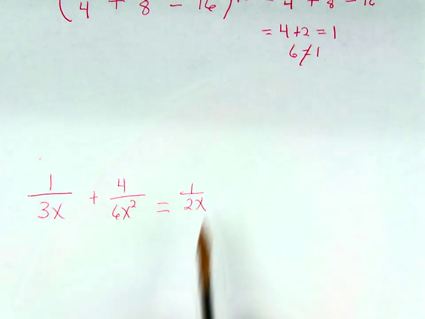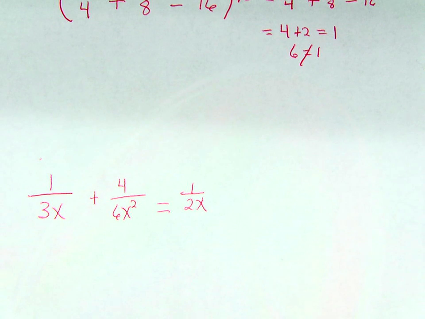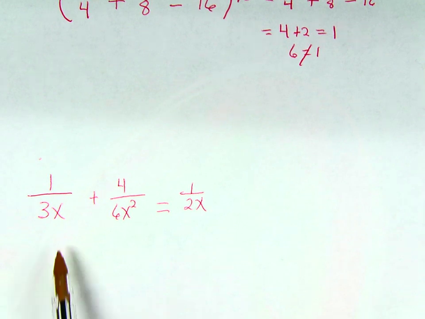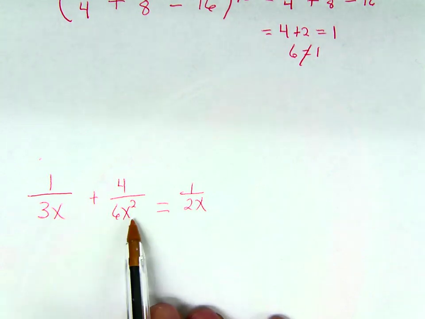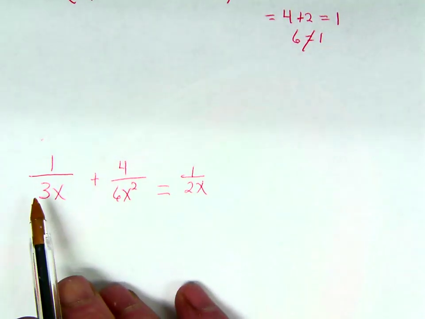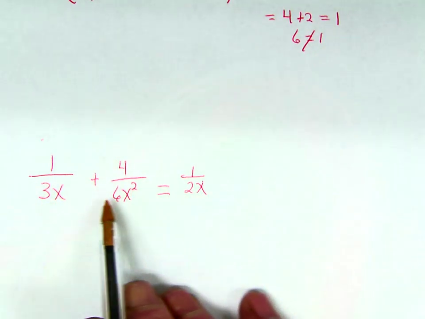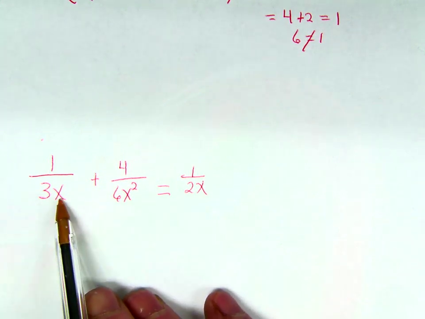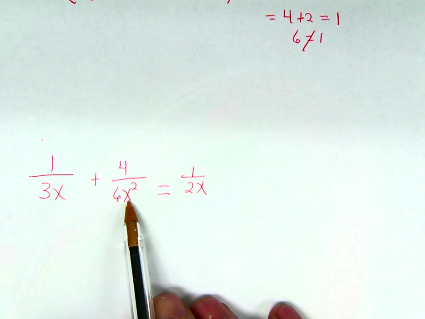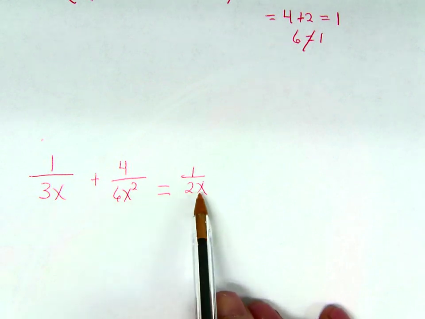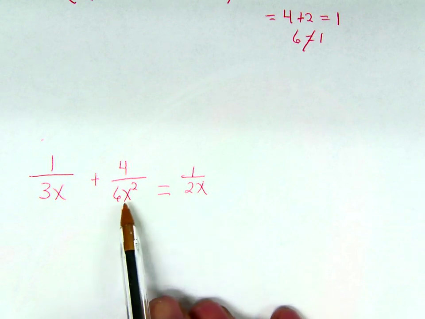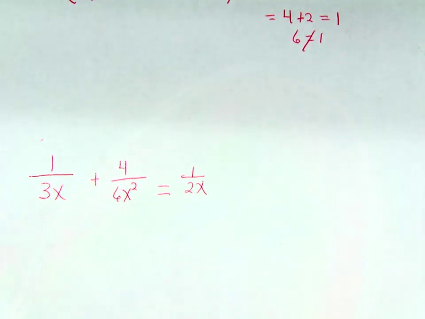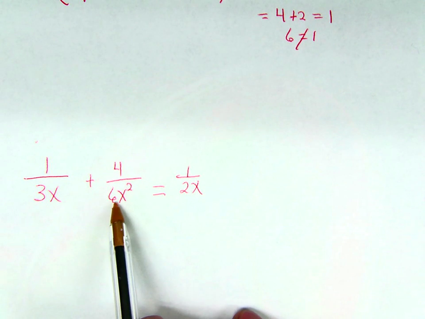Now we have this equation, and we have x's, we have squares, blah, blah, blah. 3 fractions. X's, x squared. I'm looking at all these denominators and there is a commonality. I can multiply something times 3x and have it equal 6x squared. I can multiply 2x by something and have it equal 6x squared. Here's the commonality right here.